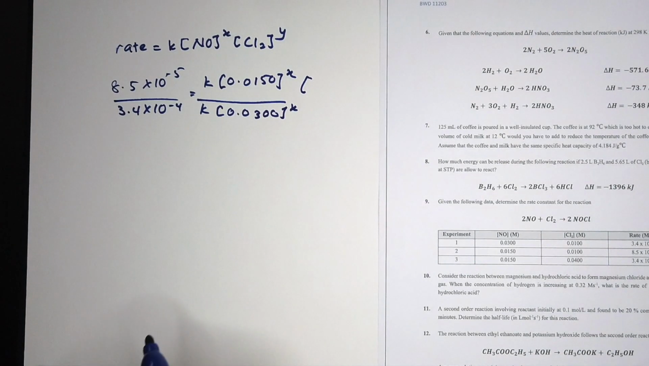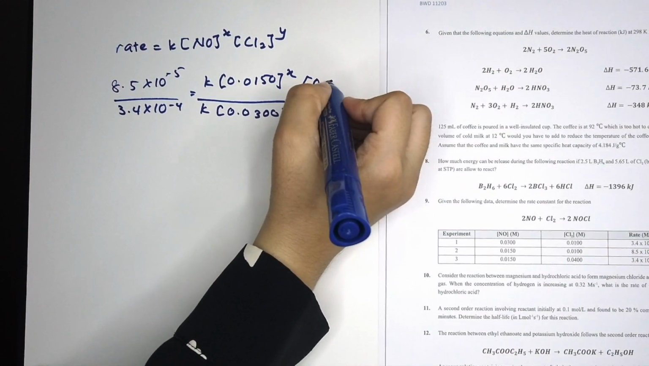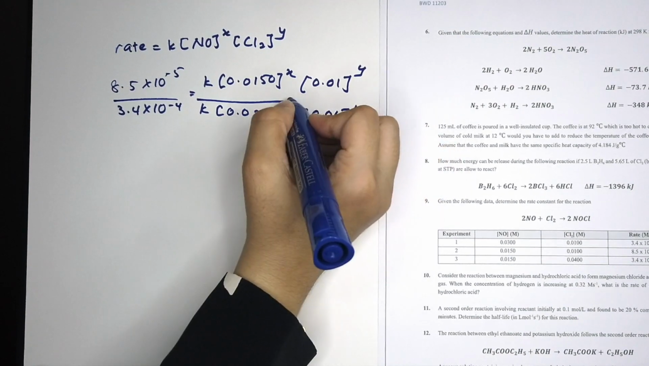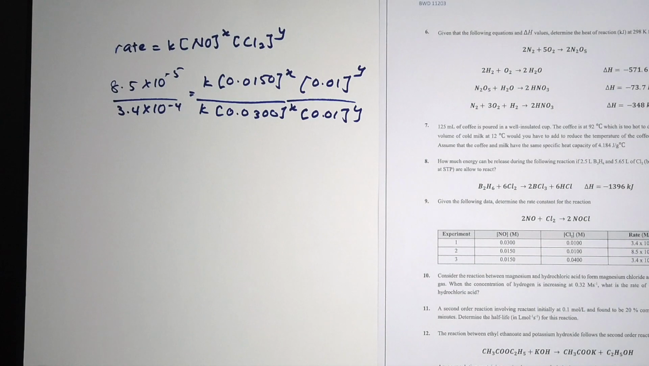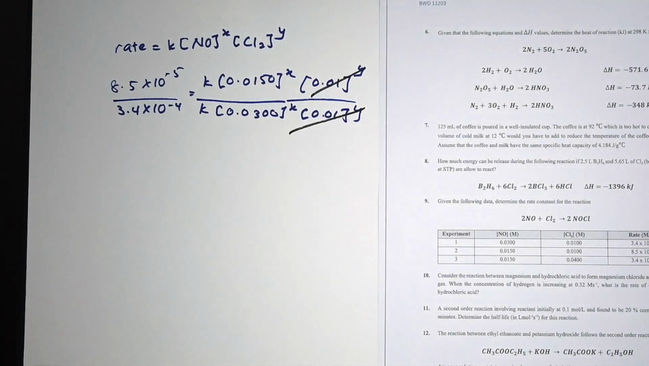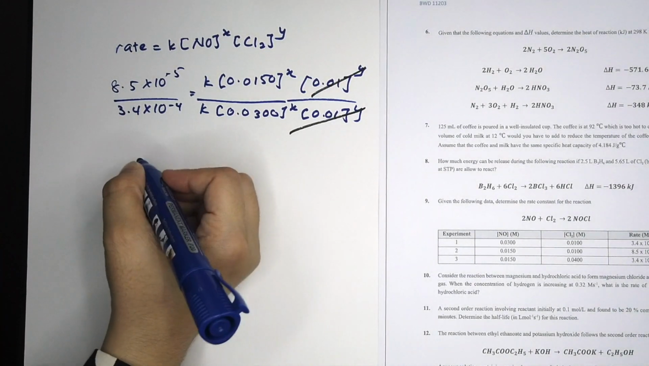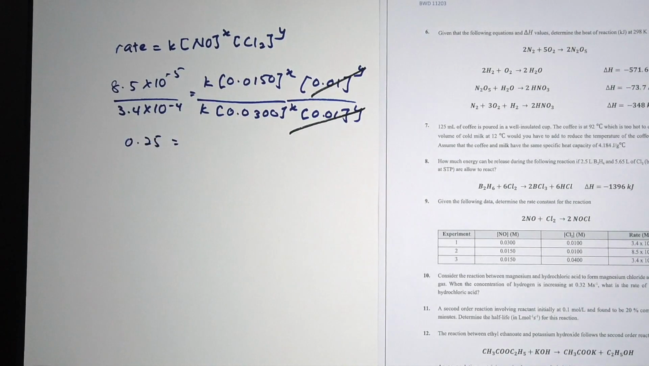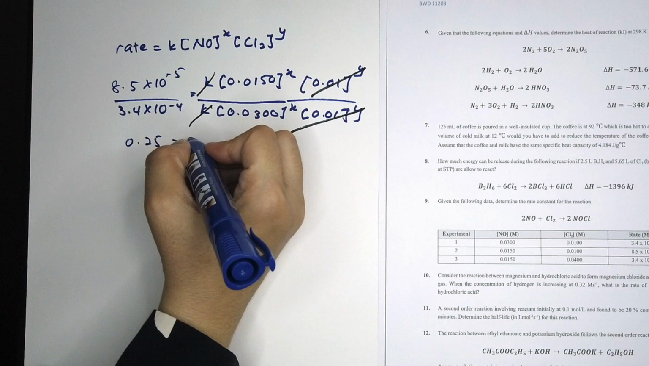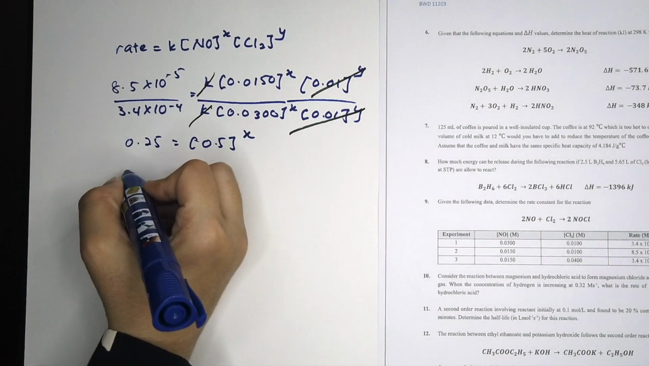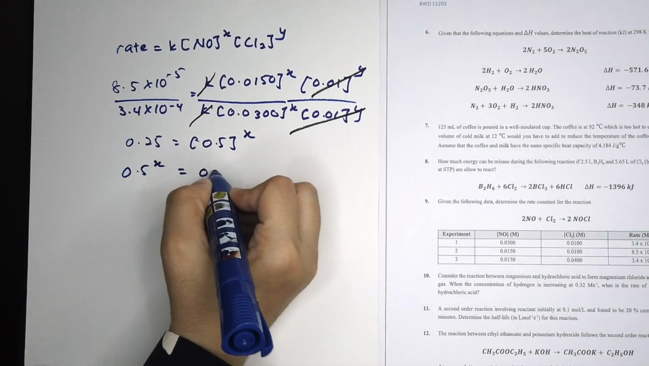And for y, it is 0.01 to the power of y, and this one is 0.01 to the power of y as well. So from here it's easier to find the value of x, because these cancel out, and then by using your calculator you can get the value. 0.25 is equivalent to, this one is also the same, so you just divide and you get 0.5 to the power of x. So 0.5 to the power of x is equivalent to 0.25.